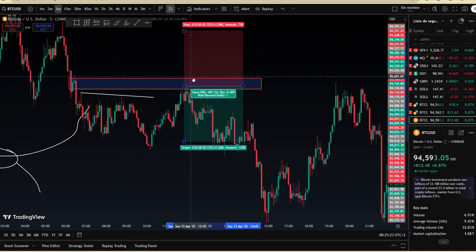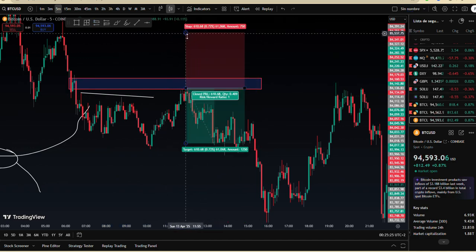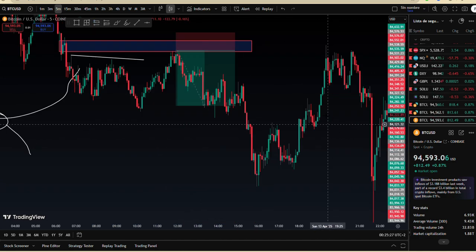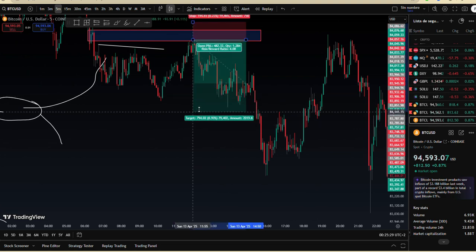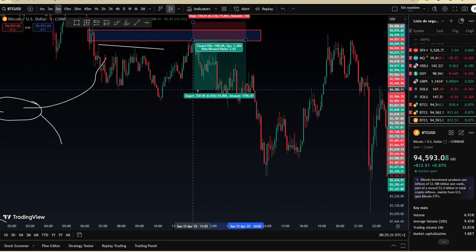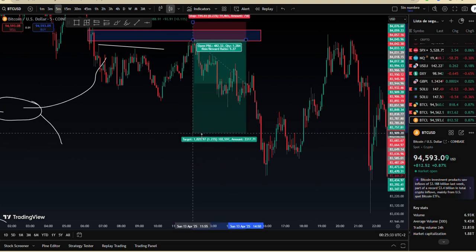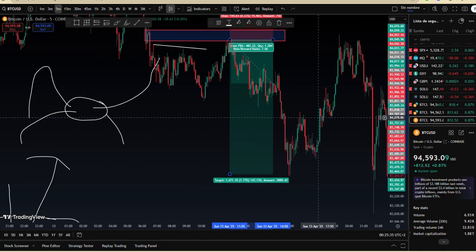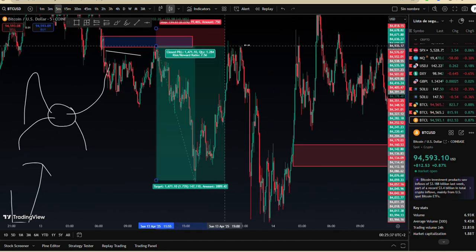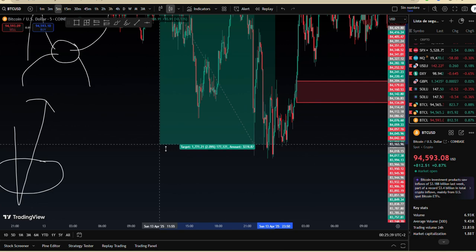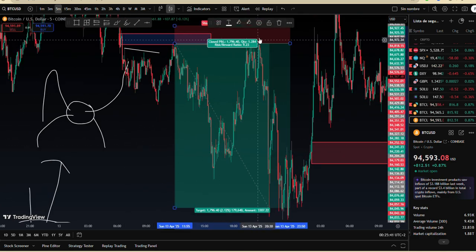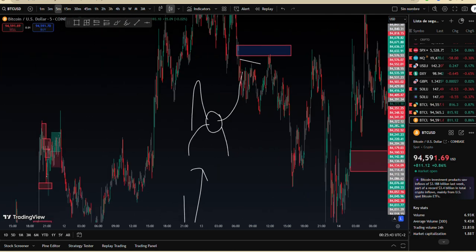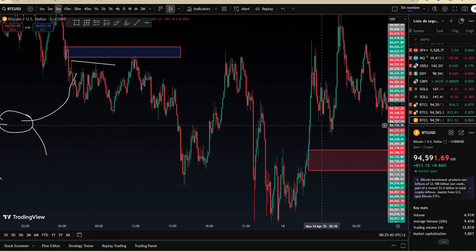Let's say you would have been a little unsure, you would have put it all the way up here, and you would have targeted a 1 to 2, it would have worked. 1 to 4 would have worked. 1 to 5, 1 to 6, 1 to 7. And guess what? A literal 1 to 9 would have worked on this strategy, and it works every single time because this is the laws of how the market moves.